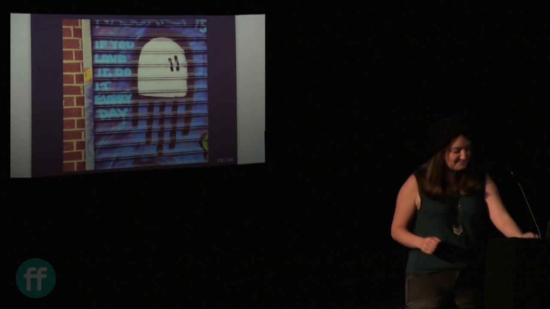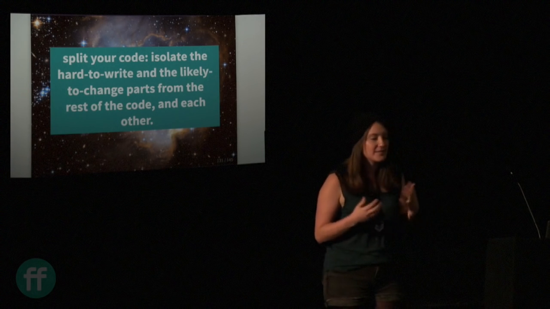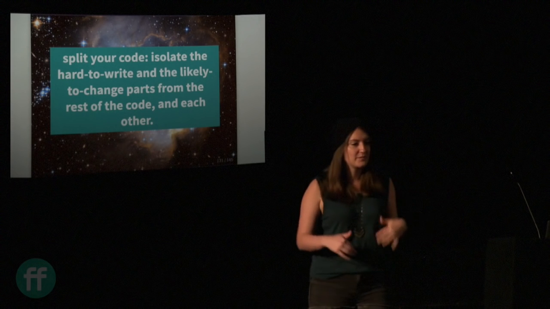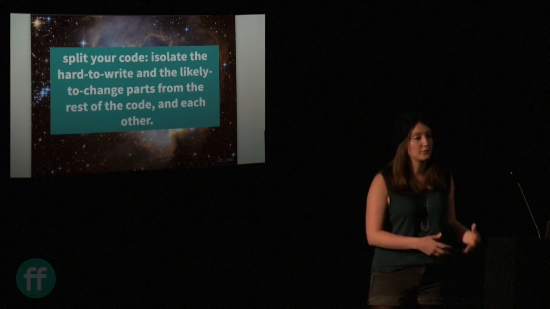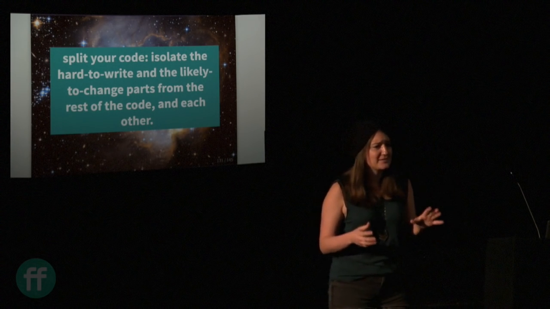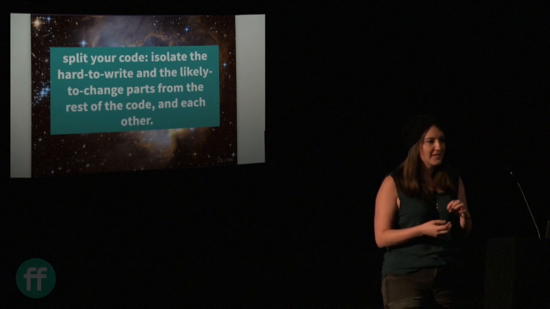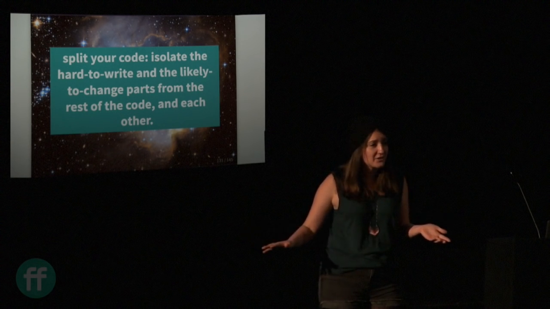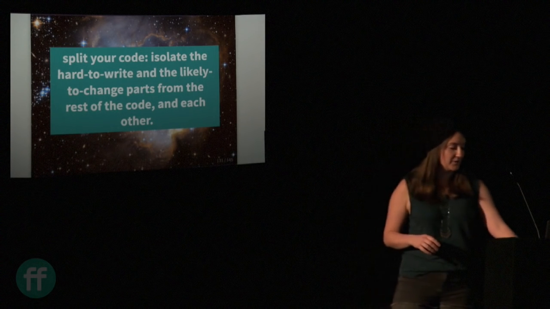Deleting code is amazing. So this idea that we should be splitting our code to isolate the hard to write parts and the likely to change parts, and keeping those separated from each other, also makes it a lot easier for us to remove that code completely. Oftentimes when we're modularizing things, we will actually couple things more closely together, particularly if those things are rapidly changing. And so realizing that what we really want to be doing is just deleting all the code can help us not modularize things in a way that increases coupling.